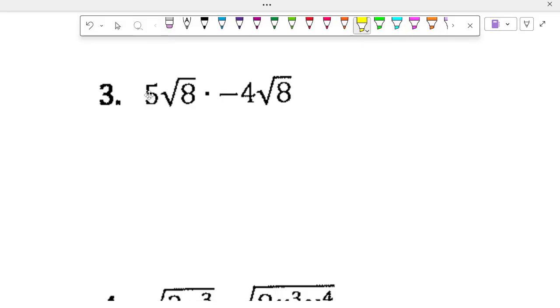So since we have coefficients on the outside, we just multiply them like normal. So what's 5 times negative 4? Negative 20.